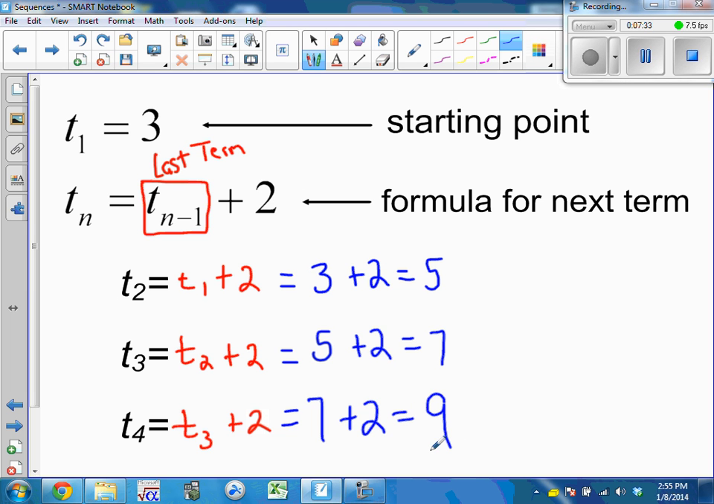So a recursive formula is always based on that last term. I can't just jump ahead to the 50th, because to get the 50th term, I need to know the 49th. I can't jump ahead with the recursive formula. Let's look at another one.